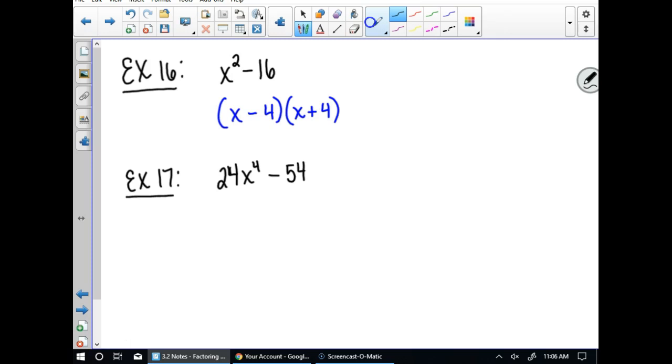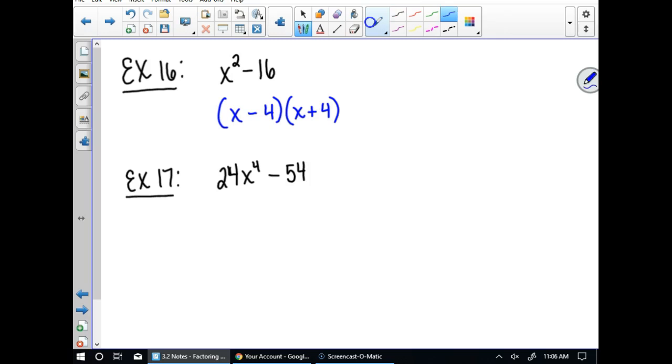Minus 54. Now right here, can we take the square root of 24 or 54? We cannot. But what's the first thing we always look for? Greatest common factor. We always look for that GCF, right? So, is there a GCF for these two numbers? There has to be. They're even. So I know 2 would work. Is there anything bigger? 6 will work.